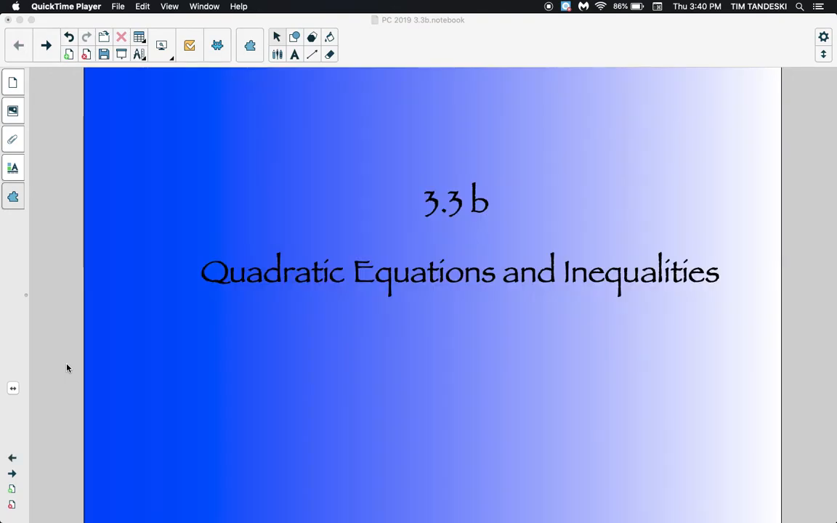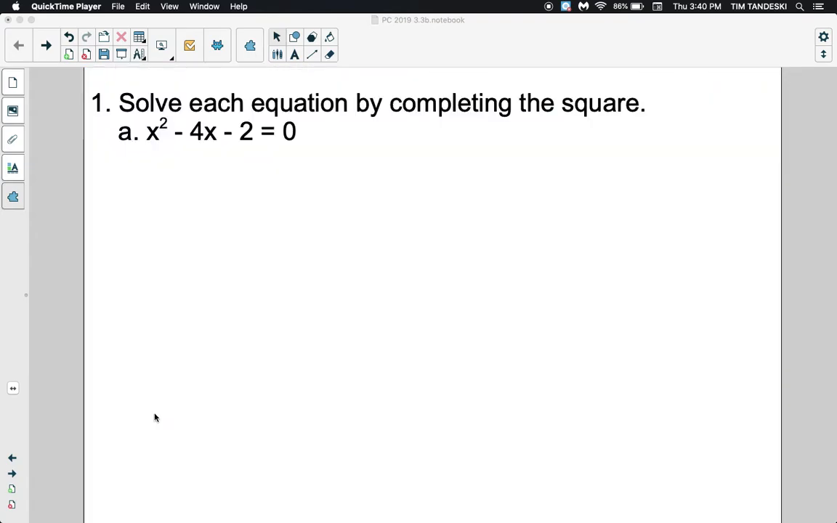All right, today we're going to talk about quadratic equations and inequalities. So, first thing they ask us to do is solve each equation by completing the square. It's just like before when we were completing the square to put it in vertex form. We are going to want to move that minus 2 over to the other side. We're going to add 2 to both sides, and we're going to get x squared minus 4x equals 2.